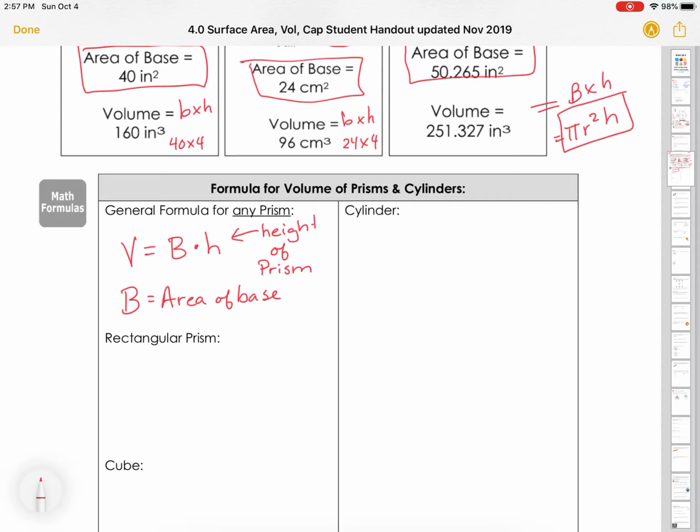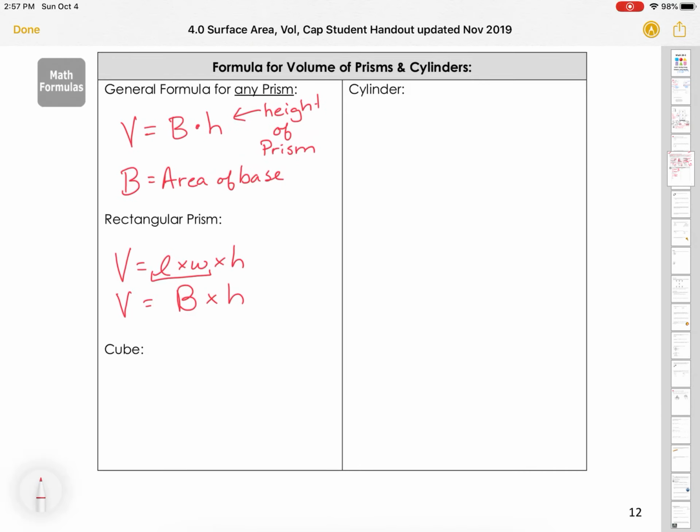So with a rectangular prism, volume is equal to length times width times height. If you have a rectangular prism and you have those three measurements, you just have to multiply them, and it's still the area of the base times the height. So the base is, as it was in the previous one, area of the base, the big B.